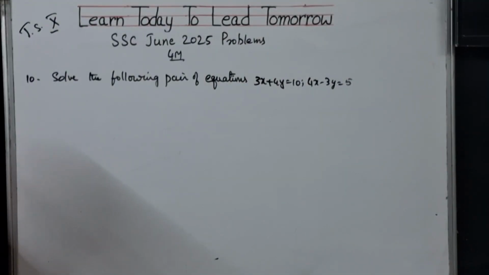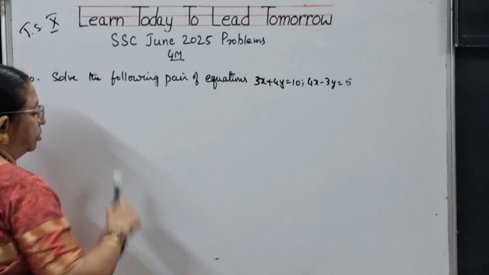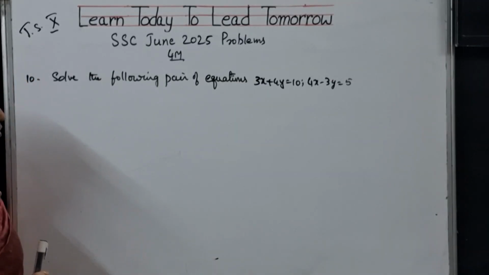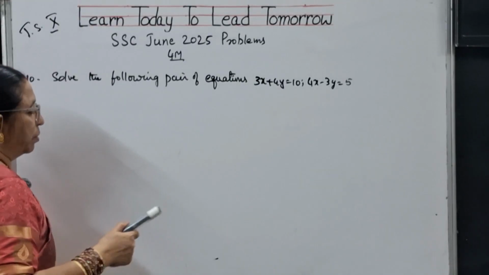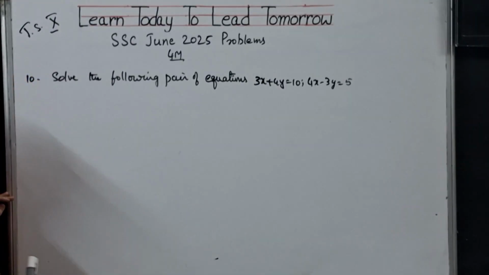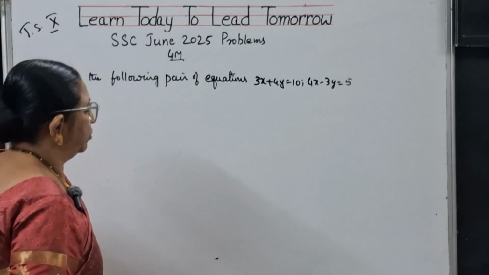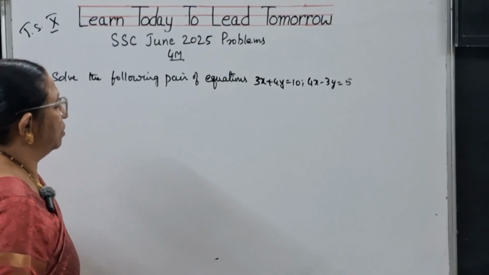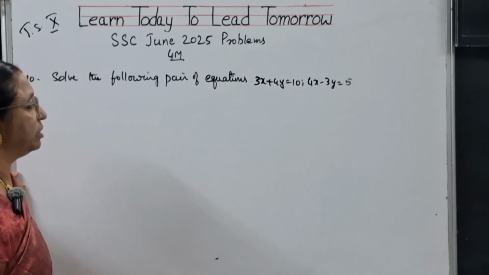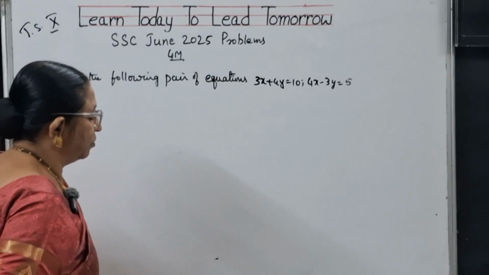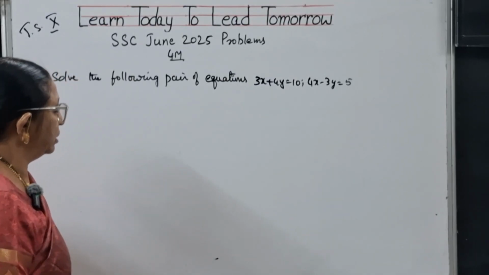Now the next question is, solve the following. You have got two equations. Actually, this problem, children, you have many methods. But if they ask for a particular method, you have to go for that method. But otherwise, from the lower classes, you have been solving the equations by eliminating one variable. So we will go for the elimination method only.